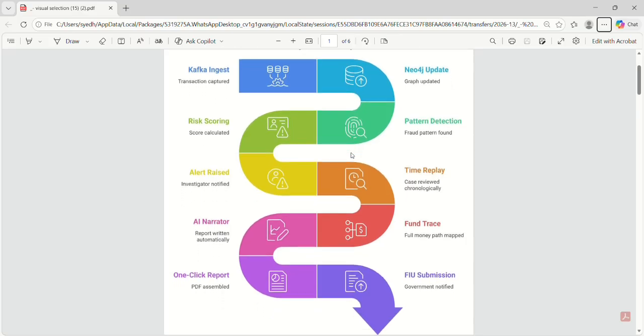This diagram presents an end-to-end view of the fraud investigation lifecycle powered by our system. It starts with real-time transaction injection and automatically progresses through risk scoring and pattern detection to identify suspicious activity. Once a potential fraud is detected, alerts are raised instantly, followed by advanced capabilities like time replay and fund tracing to reconstruct the fraud path. Finally, the system generates an automated report and supports seamless filing with authorities, reducing manual effort and accelerating the entire investigation process.